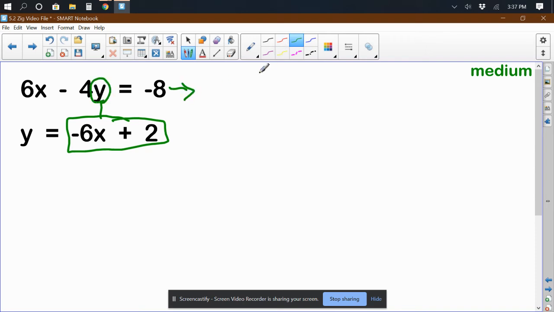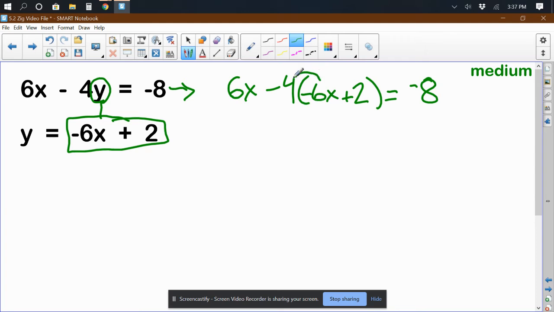Here we go. So we have 6x minus 4 times negative 6x plus 2 equaling negative 8. All right, a little bit of distributive. So we're going to take negative 4 times negative 6 and negative 4 times 2. Negative 4 times negative 6 is positive 24x, and negative 4 times positive 2 is negative 8.